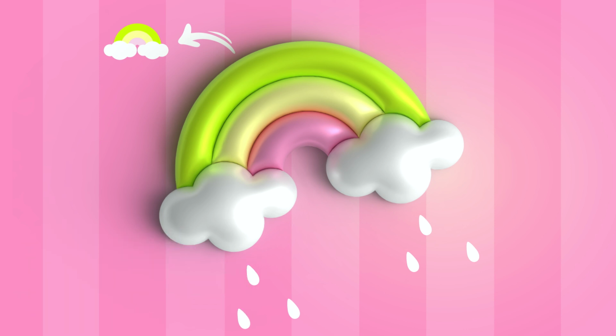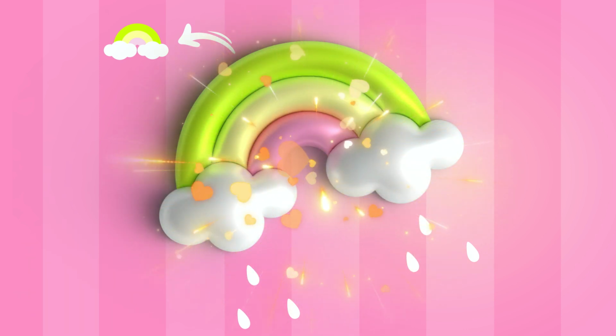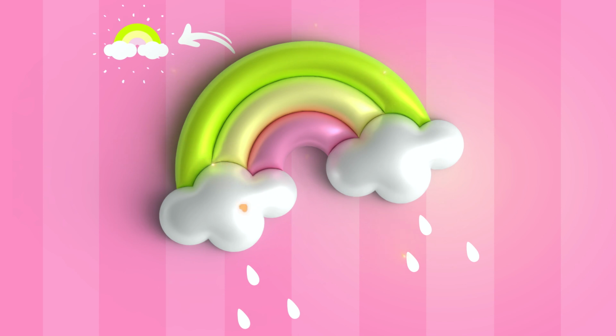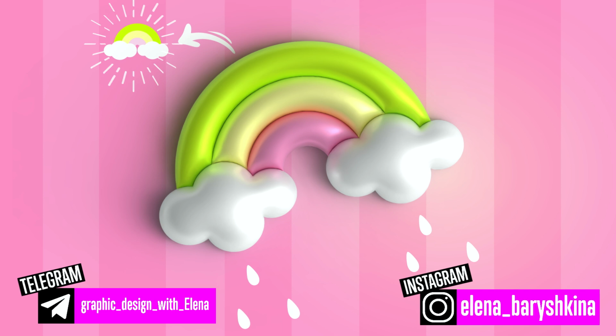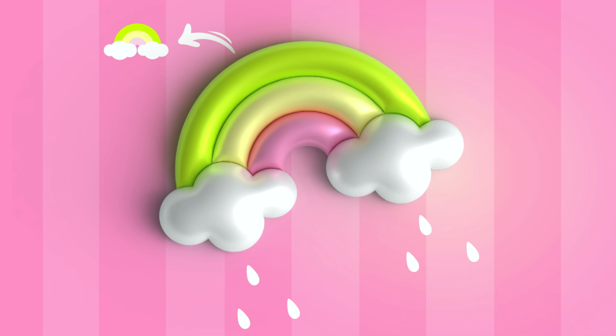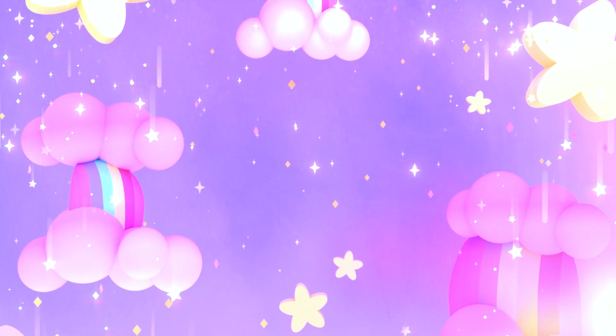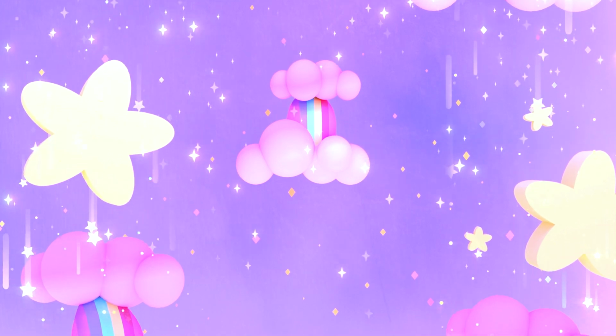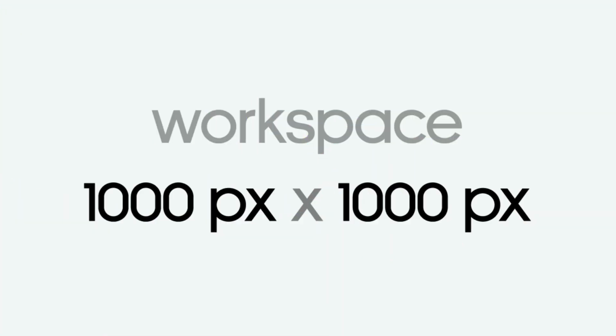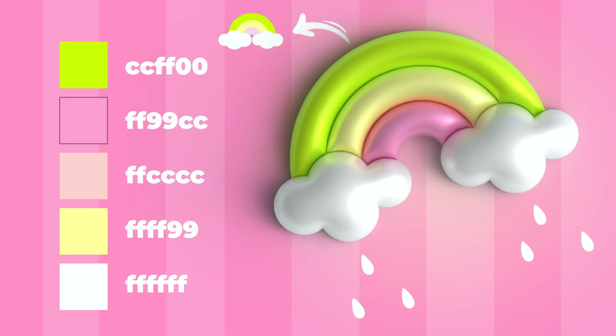I'm going to show you how to draw that 3D rainbow from this simple flat illustration. And if you're interested in how you can do it in Adobe Illustrator, then keep watching. Now you see the size of my workspace, and these are the colors which I'm going to use in my tutorial.